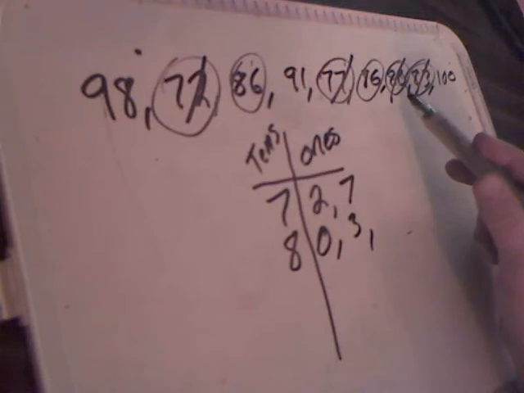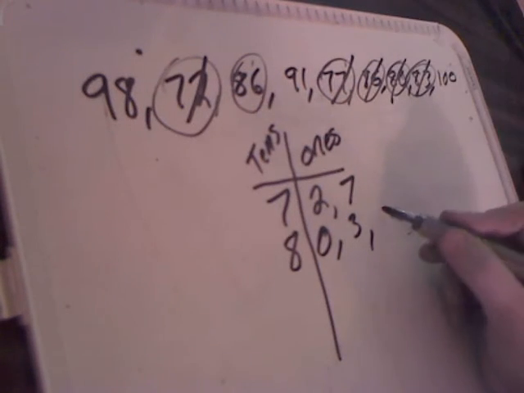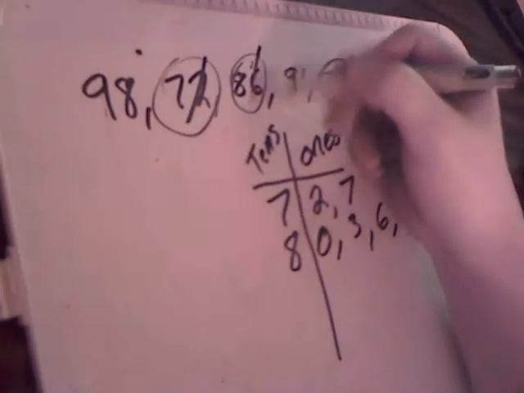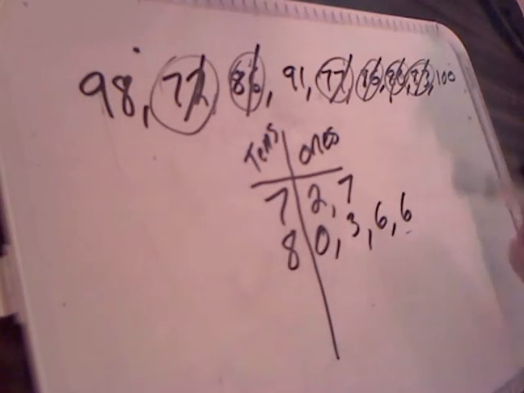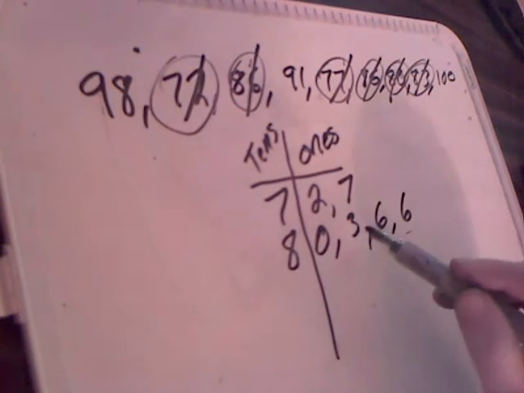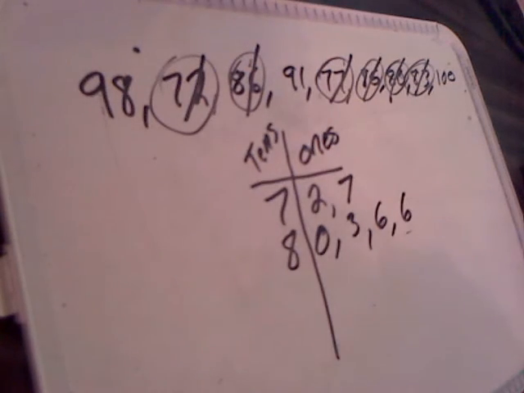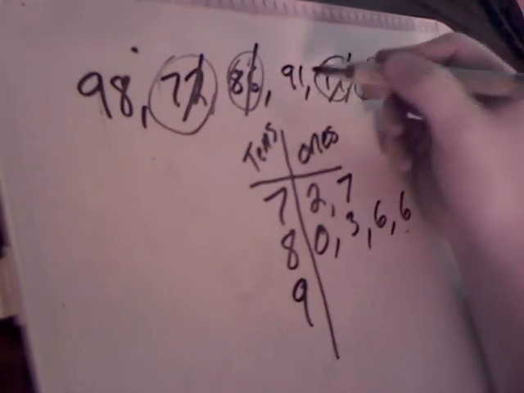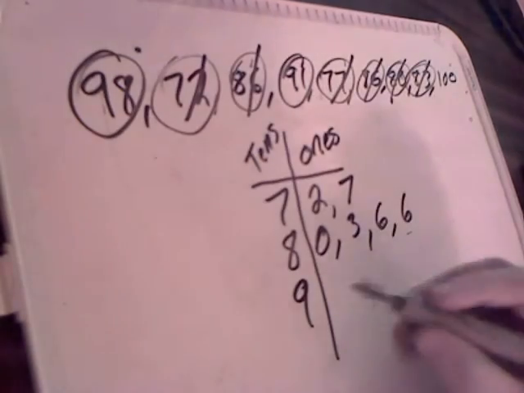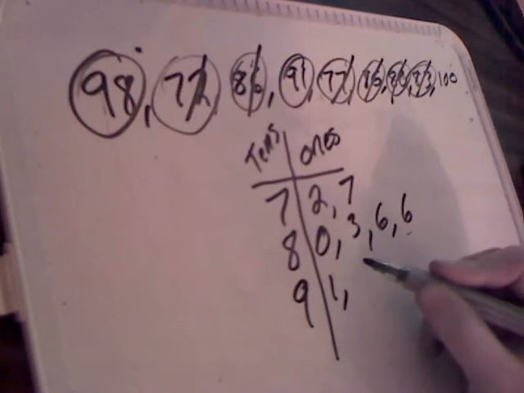Then we're going to put, I see an 86. And then, oh, I see another 86, so we're going to put another 6 there. So we have 80, 83, 86, and 86. Now we're going to look at the 9s. I see 91 and 98, so we're going to put a 1 here and an 8 here.